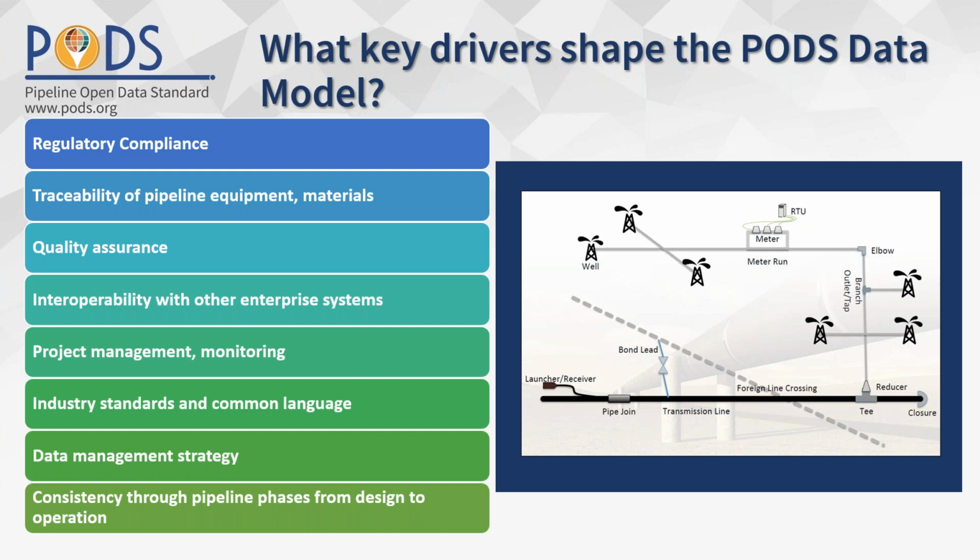So there's a lot of things then that are going to shape this model, and these are just a few of the key drivers. But interestingly, this is where you're always going to find the PODS data model. It's always going to be sitting there in the middle at the intersection of tangible and intangible aspects of a pipeline network.